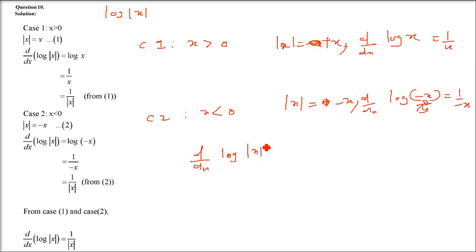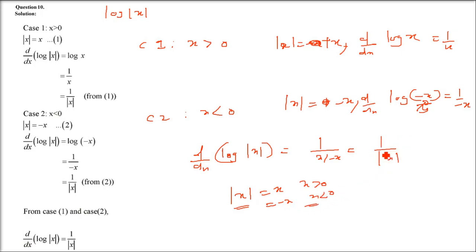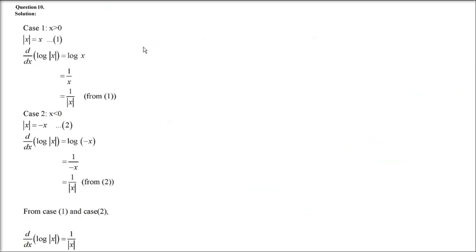Because log x is 1 by x, you don't have to do minus x. So log mod x can come as x and minus x, so that is why you are going to write 1 by mod x. That is, mod x is x for x greater than 0, minus x for x less than 0. So you can just put it like this, 1 by mod x. This is the answer.